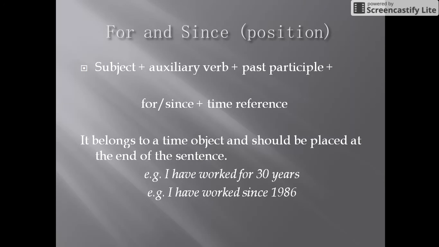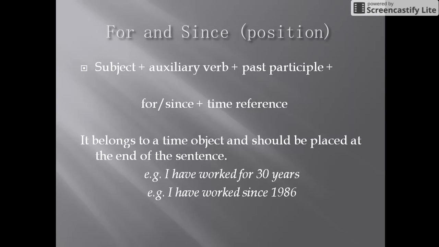It is very important to take into account the position in which particles for the present perfect are placed. As we have seen already, still, yet, and just are placed in different spaces of the sentence, okay? So then for and since never interrupt or are never placed in between the auxiliary verb and the past participle, or in between the subject and the auxiliary verb. They should always be placed at the end of the sentence because they belong to a time object. Okay, so objects are always placed after the verb structure.